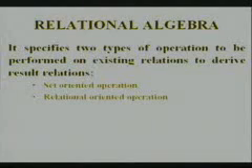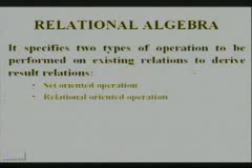Now here is another important component of your RDBMS, called relational algebra. While studying the RDBMS, you have to understand some concepts related to relational algebra. Look at this slide very quickly. It specifies 2 types of operations to be performed on existing relations to derive a new relation. Whenever you make a query in SQL, it is basically based on these types of operations. There are 2 types of operations, called set-oriented operations and relational-oriented operations. Let me just list them.